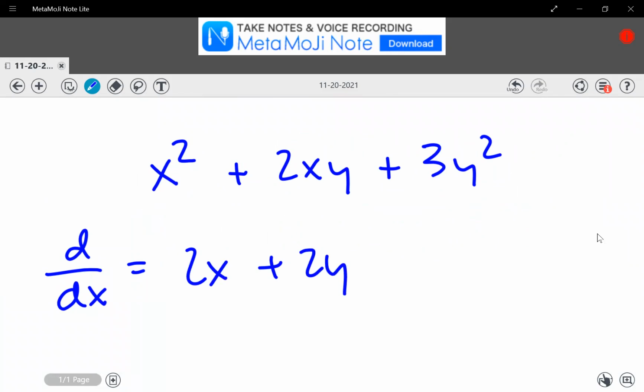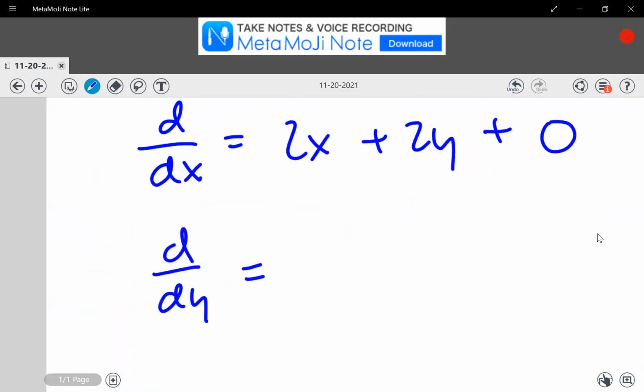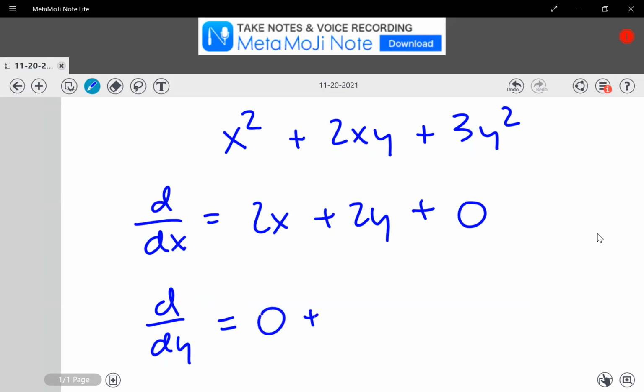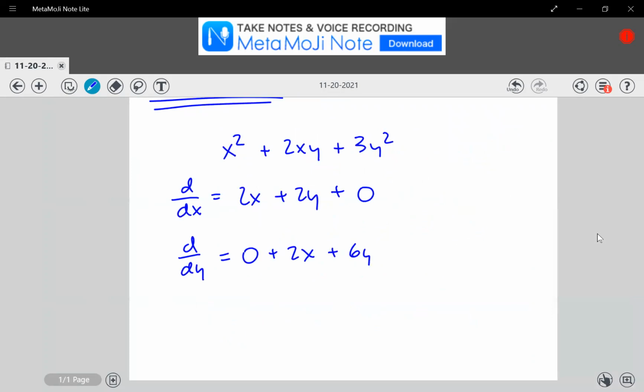And this one right here is a constant. We assume it's a constant here. So it's going to equal 0 plus 0. All right. Now solving with respect to y, same idea. X squared is a constant. Doesn't exist. It is 0. So that's going to be 0. Plus 2x here, a constant, 2x, and then plus 6y right here. All right. And those will be our two partial derivatives.